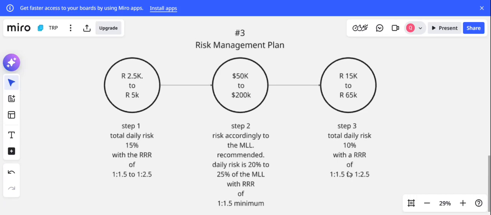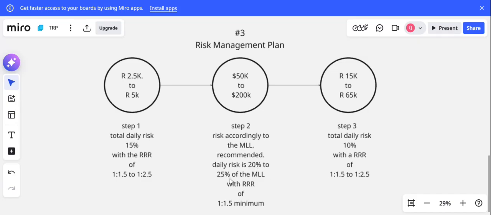I prefer to put 1 to 1.5 because I believe that if you're risking a certain amount, you have to risk it in turn of making more of that account. You have to have a higher return on investment whenever you're risking something. So yeah, let's get into the steps. Step one, total daily risk 15% with a risk to reward ratio of 1 to 1.5 or 1 to 2.5. Right. Step two, risk according to the maximum loss limit recommended.